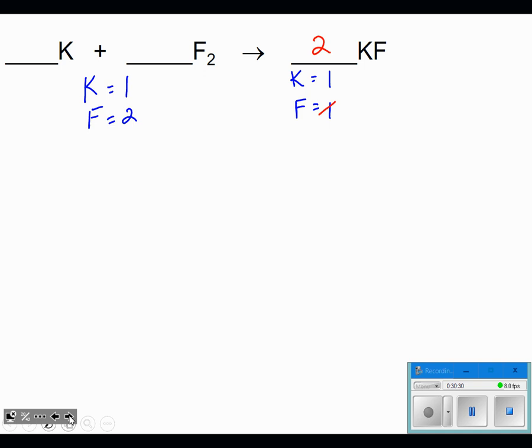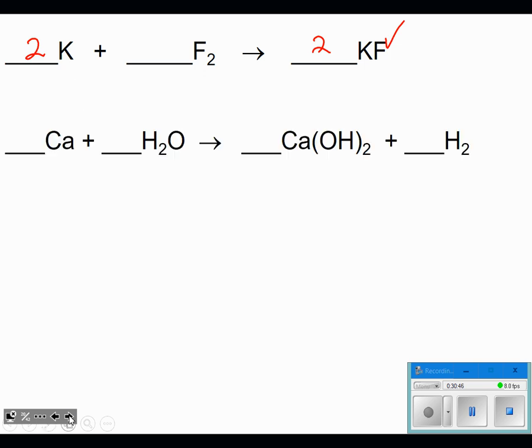So we need to, 2 times 1 is 2. But then when we recount, that messes up my K's. So then I need a 2 there, which makes me balanced. Remember, anytime you put a coefficient, you have to recount.